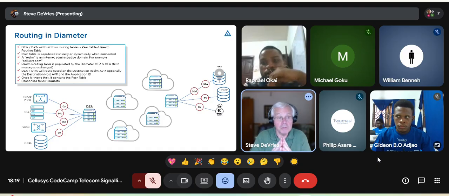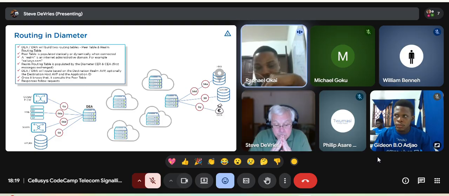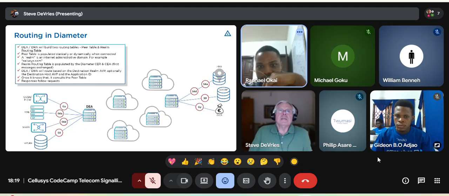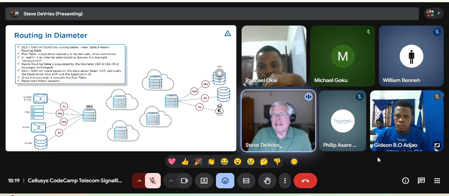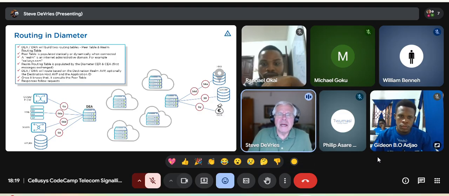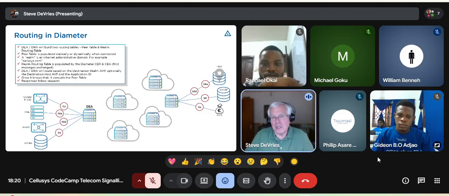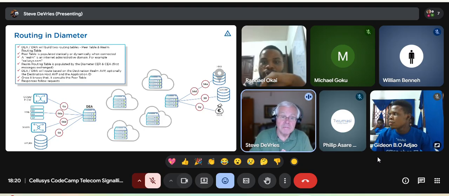Does that make sense? Sure. Yes. Could that be the reason why diameter is considered less secure than SS7? Diameter is inherently not secure either. Really, diameter is a legacy protocol that does not have any built-in security either. It's a different routing scheme. So it's a protocol that has to be protected also. Okay, does that make sense?